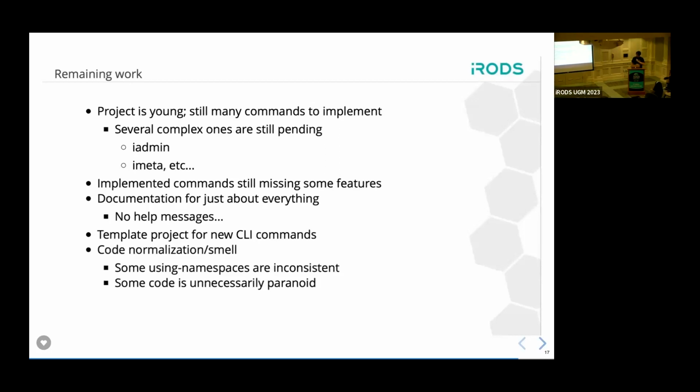Code normalization. Some of my using namespace names are really bad and inconsistent. Like there's a boost filesystem and an iRODS filesystem, and I name them all weird things all the time. It's bad. Some of the code is unnecessarily paranoid. I mentioned that line of code reduction. Truth is, I don't really do that, and I wrote it all super paranoid. So I think mv still does check for non-existent paths and stuff, which is bad. And of course, tests. No tests. My commands' tests need to be better.